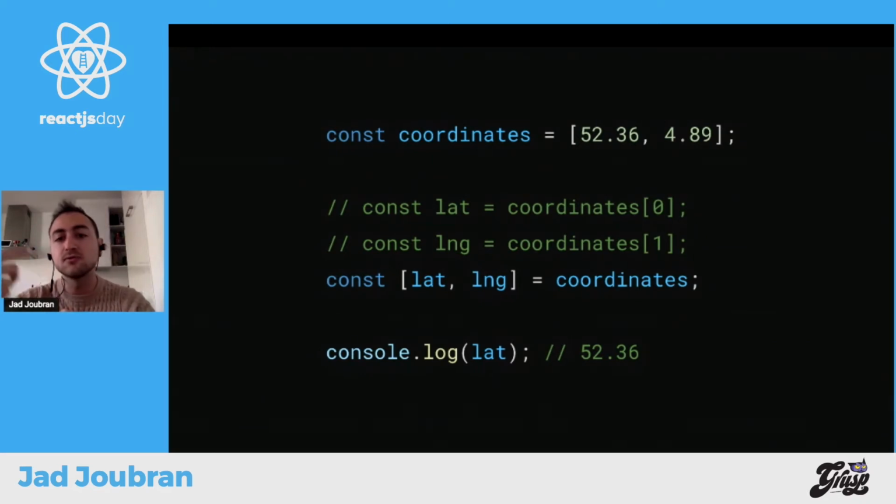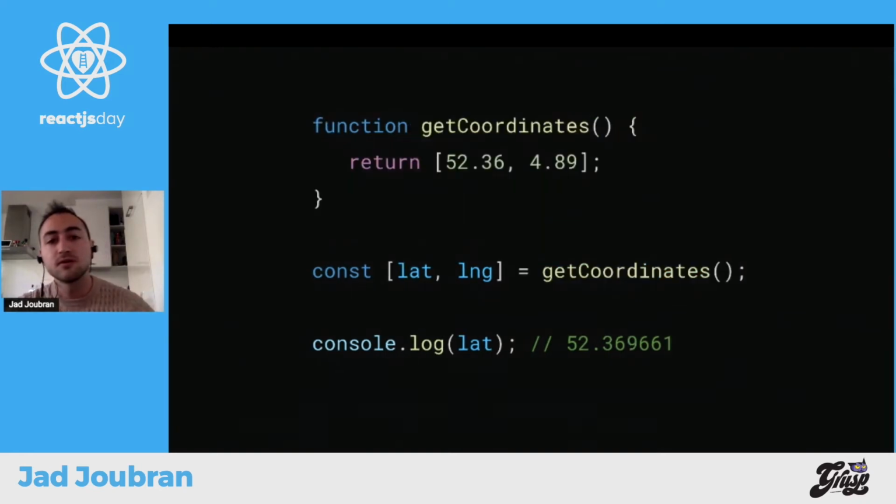Instead of reading the latitude, which is coordinates of 0, and longitude, which is coordinates of 1, you can destructure them in one line: const, and now we use the array syntax, array destructuring. Latitude and longitude, we destructure that from the array that is the coordinates. And then if you console log the lat, you will get the first item of the array. So that's the JavaScript concept.